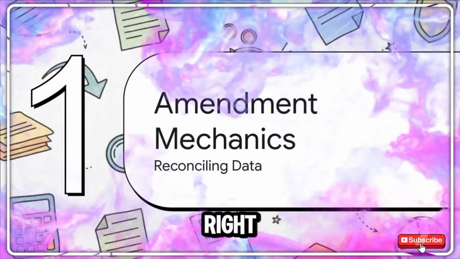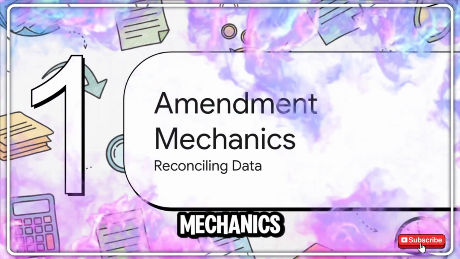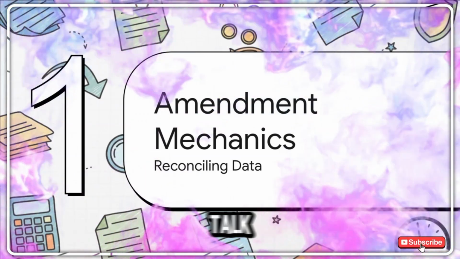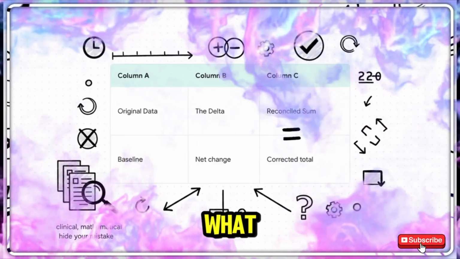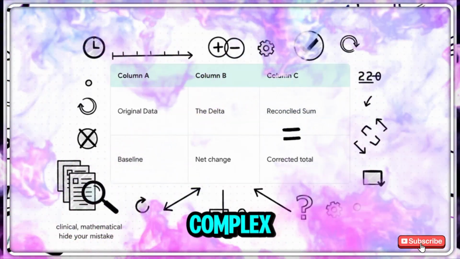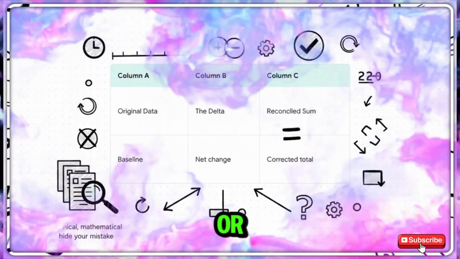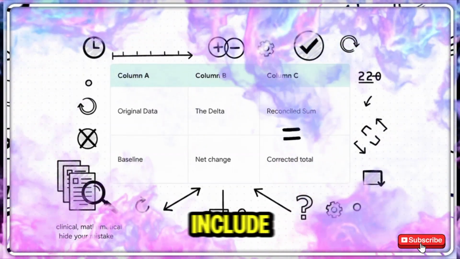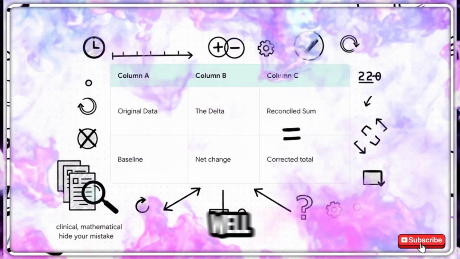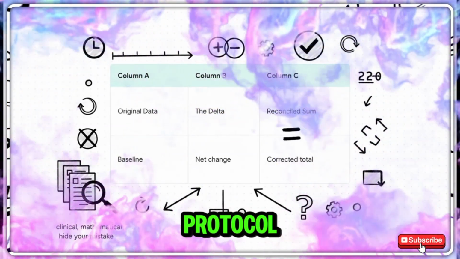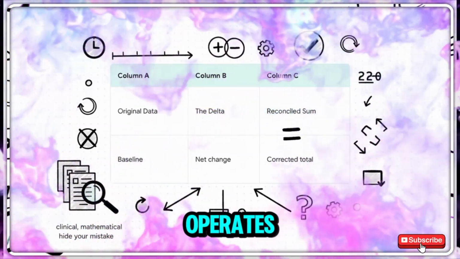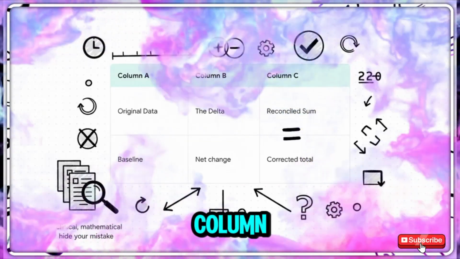All right, Section 3, the mechanics of amendment. Let's talk about reconciling historical data. So what exactly happens when complex modifiers are misapplied, or you just simply forget to include some initial data? Well, the system mandates a highly specialized amended protocol. The amendment document operates on a super strict tri-column architecture.